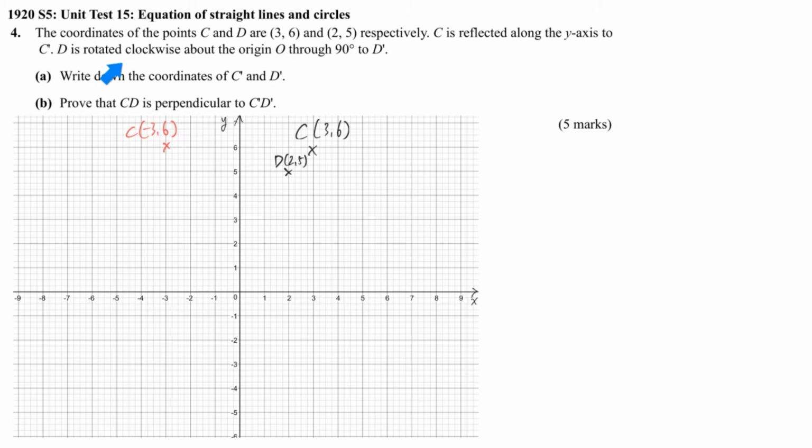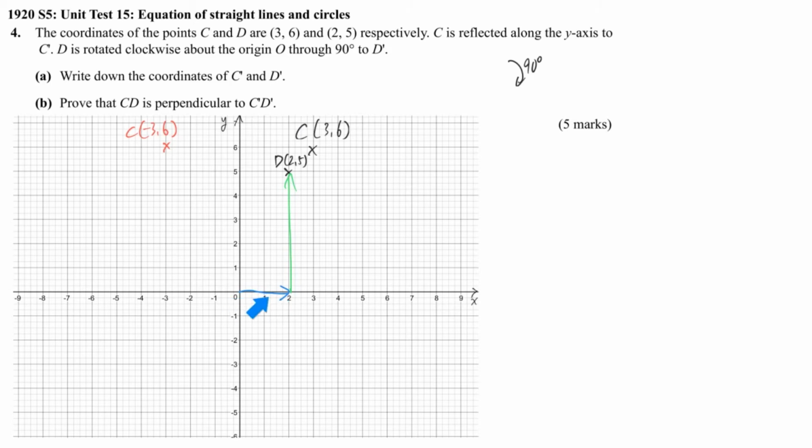Now point D is rotated clockwise. Confirm once again, clockwise means this direction, for 90 degrees about the origin. From this point, it's difficult to rotate a straight line from O to D. But don't forget how you go to point D. From the origin, you go right by 2 steps, and then you go up by 5 steps. That's how you reach the position of point D.